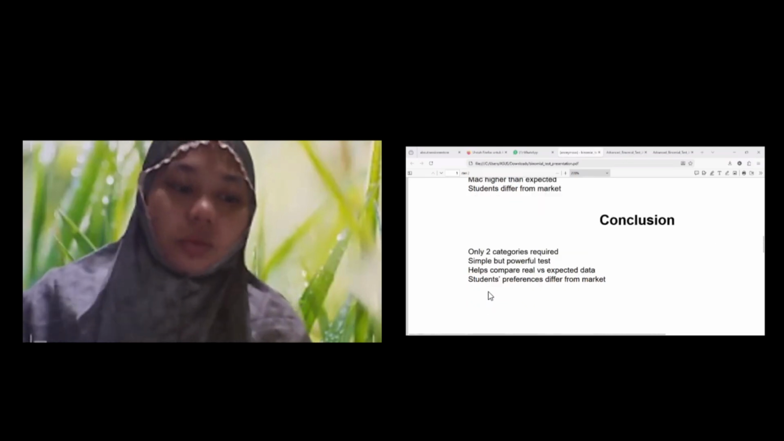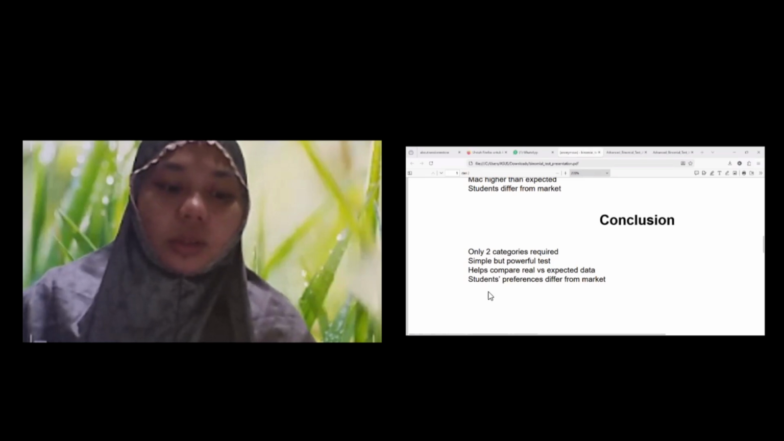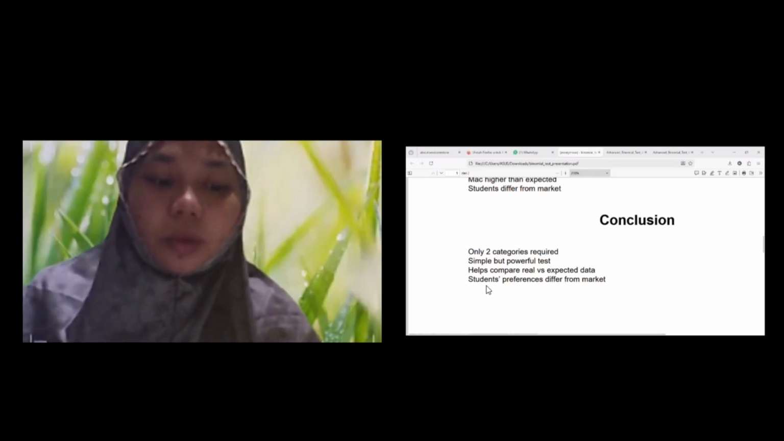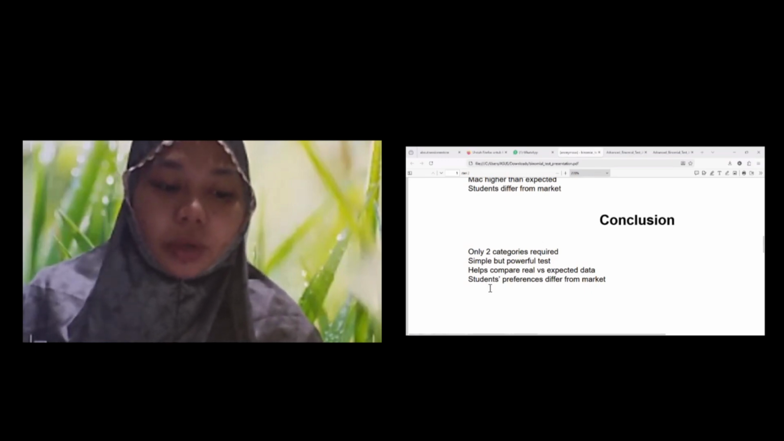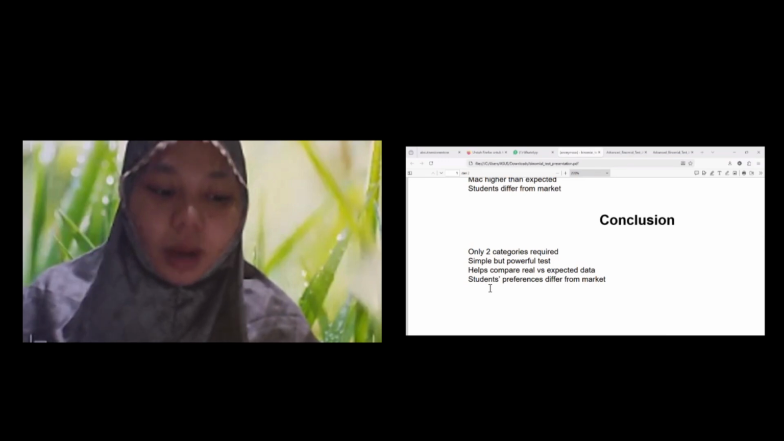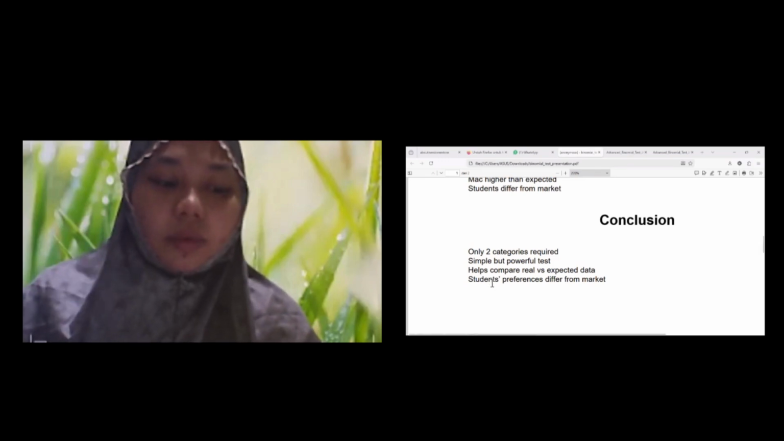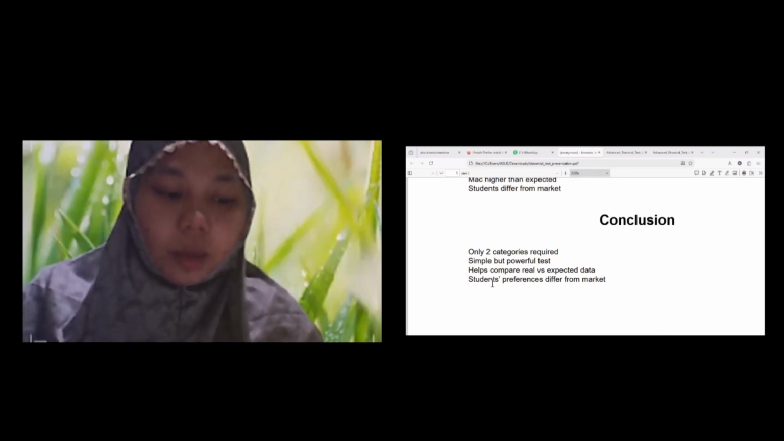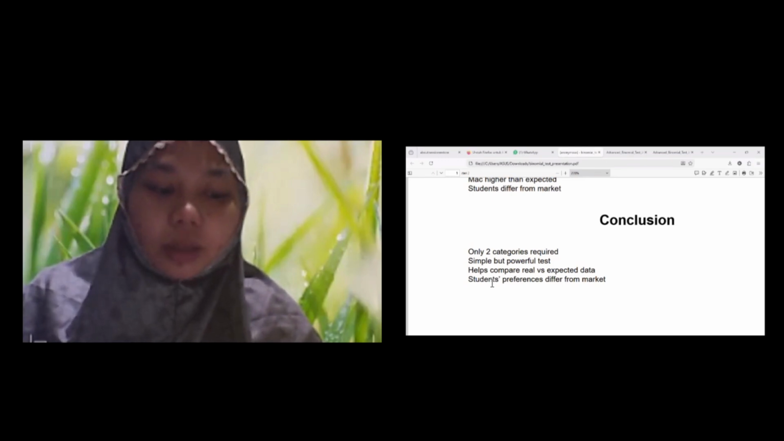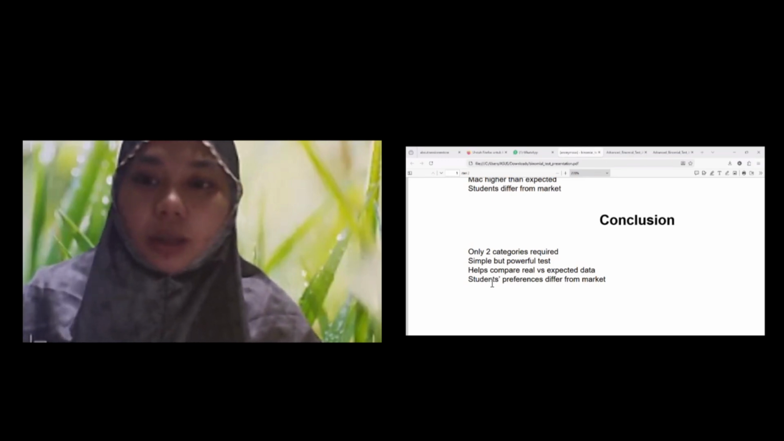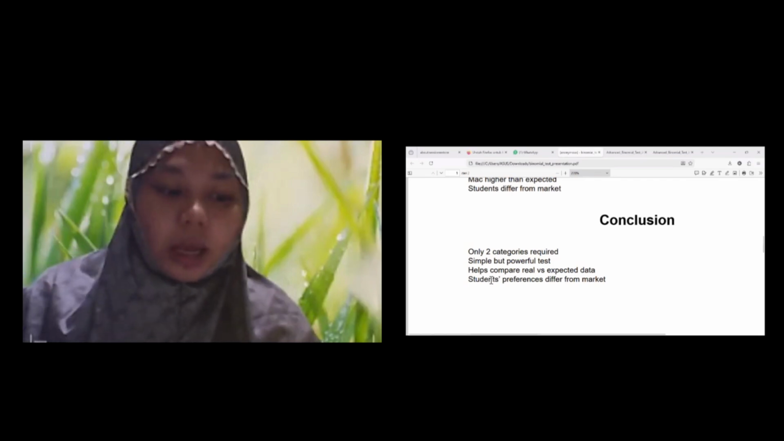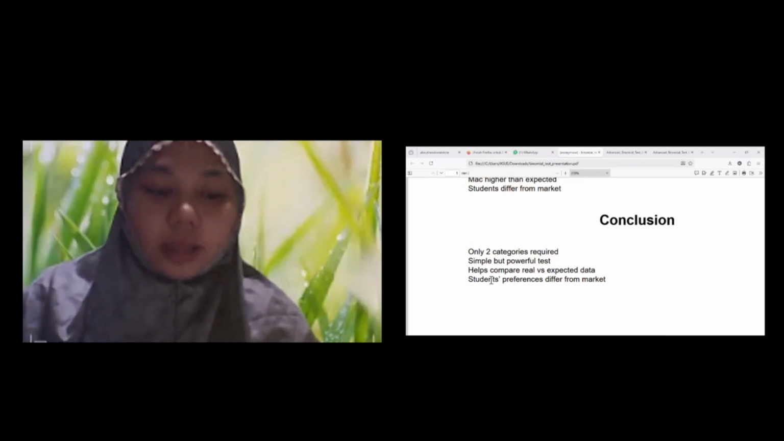And the last, conclusion. In conclusion, the binomial test is a simple but powerful statistical tool. It helps us compare real data with expected values and determine whether the difference is significant. In this case, we found that student laptop preferences are different from the market trend. This shows how important statistical analysis is in understanding real-world data and making better decisions.